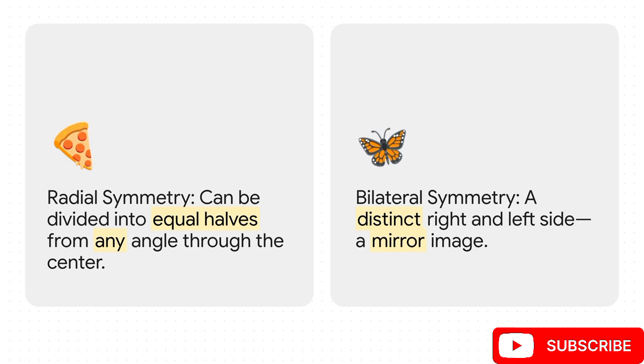On one side, you've got radial symmetry. Think of a pizza or a pie. You can slice it into equal halves right through the center from pretty much any angle. This design is perfect for an animal that just floats around or stays in one spot, like a jellyfish, meeting the world from all directions at once. Then you have bilateral symmetry, a distinct right and a left side, a perfect mirror image. This is the blueprint for animals that are on the move, leading with a head.